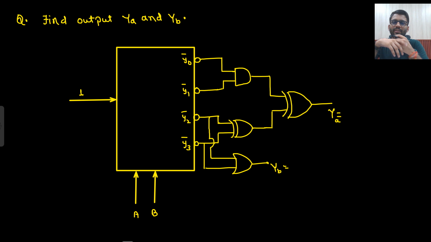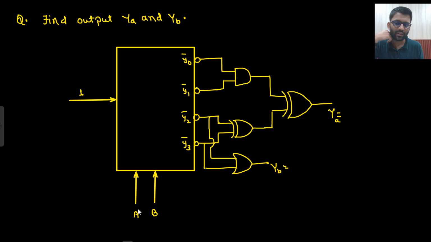Okay, let's go to the next one. Now you need to find outputs ya and yb. Let's try solving it with a different method. You can solve it any way, so let's solve it by 2 methods. First, we should go with the conventional approach. How would I have solved it if I were a student going with the conventional approach?